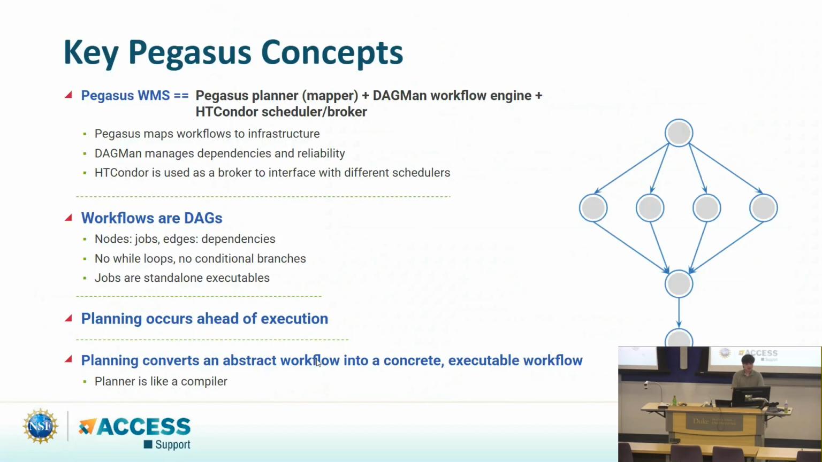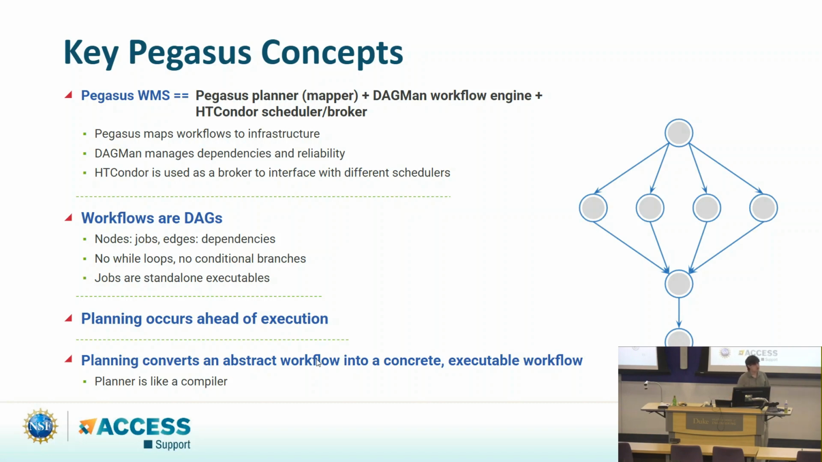Okay, the next thing is, like I mentioned, key concepts. So the Pegasus Planner, the DAGMan workflow engine, and the HTCondor scheduler, right? So DAGMan manages dependencies and reliability. So it's the directed graph that I was talking about, just being able to execute jobs in a sequential order. And then we feed that into HTCondor, which is the actual job scheduler. It says, okay, this has priority. We're going to schedule this job first, and then we're going to continue.